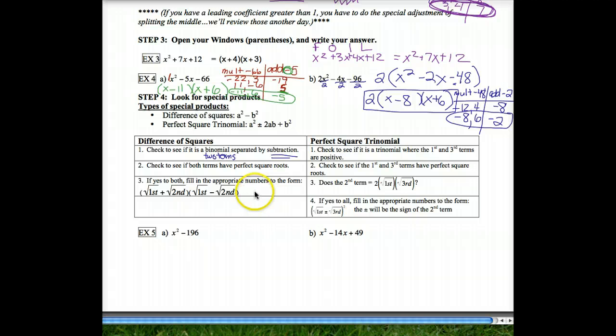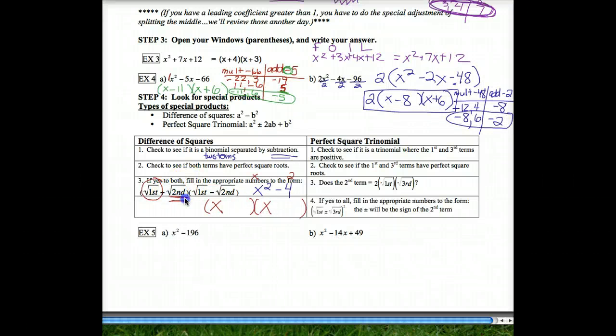So one of the most common differences of squares that you factored over and over and over in Algebra 1 is x squared minus 4. So if I go through my checklist, I say, is it a binomial? Yes. Are they separated by subtraction? Yes. Do both of my terms have perfect square roots? Well, the square root of x squared is x, the square root of 4 is 2, so yes. So I open my window parentheses and I fill in the square root of the first term. I wrote it up here already, it is x, so those go in the fronts.